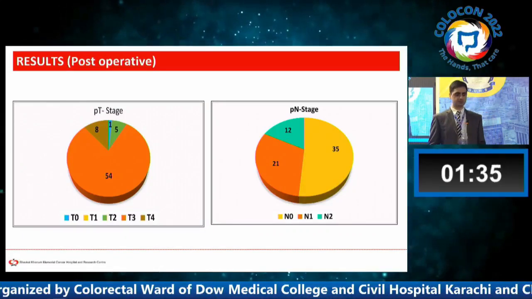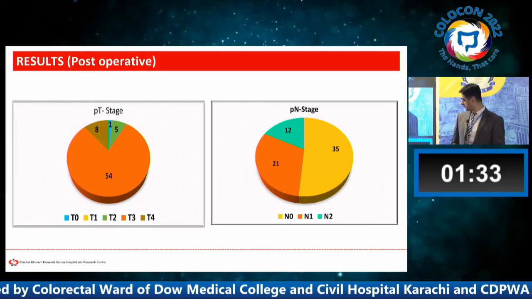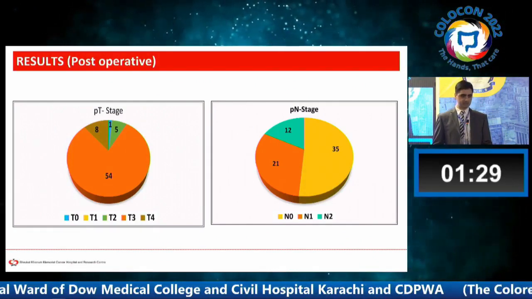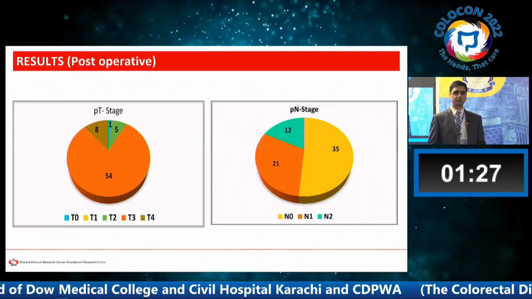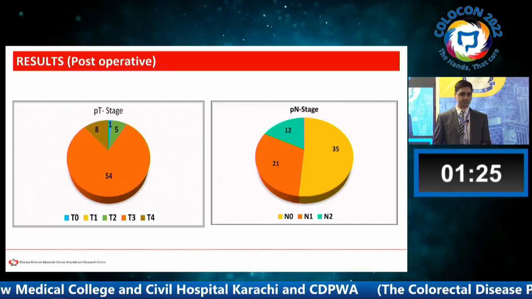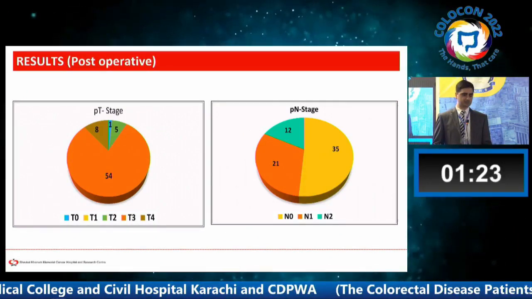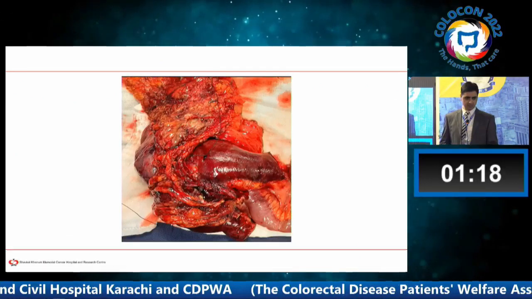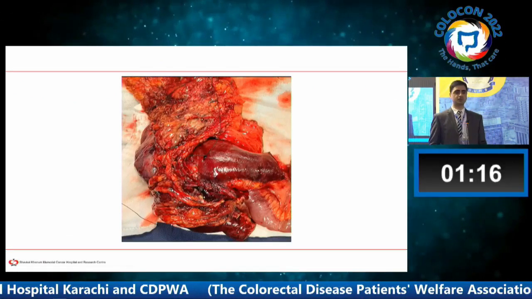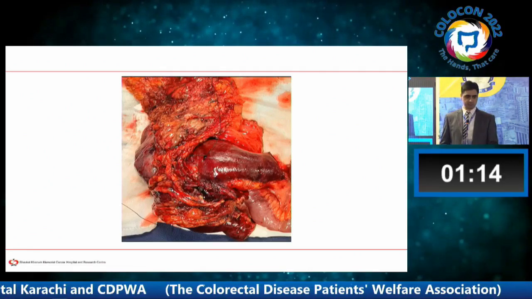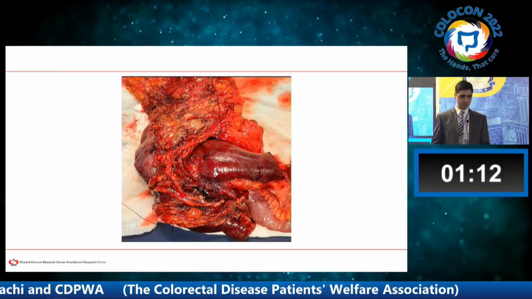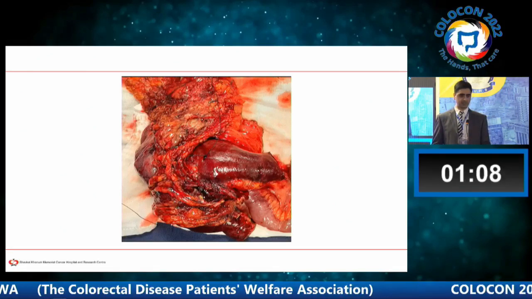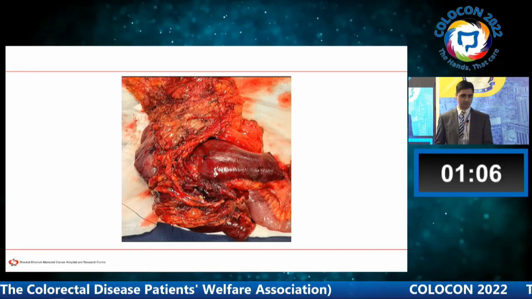This is the postoperative histology. As you can see, the majority of the patients again have T3 disease, which is consistent with our preoperative staging. And it also shows that our preoperative staging is fairly accurate. We not only operate on early disease; as you can see in this picture, the small bowel is adherent to the locally advanced cecal cancer, and we had to go for right hemicolectomy with en bloc resection of the small bowel.